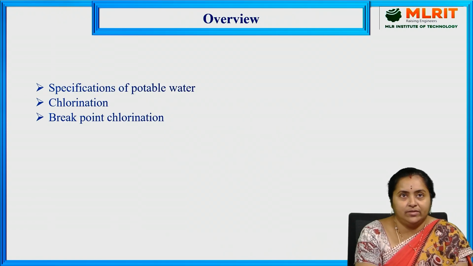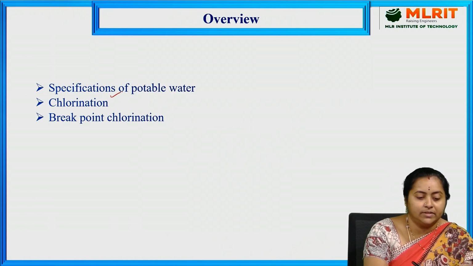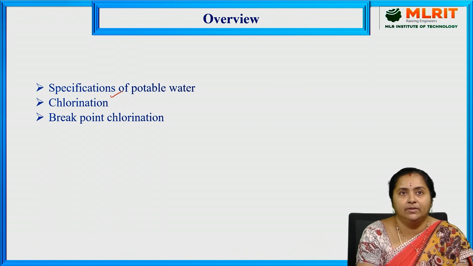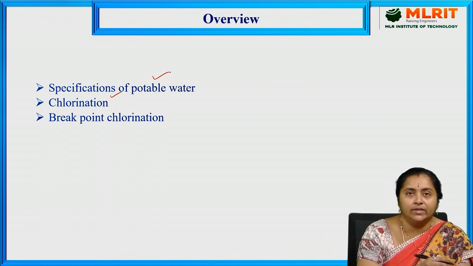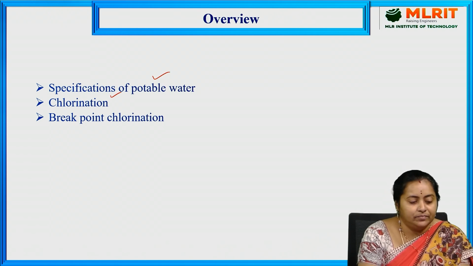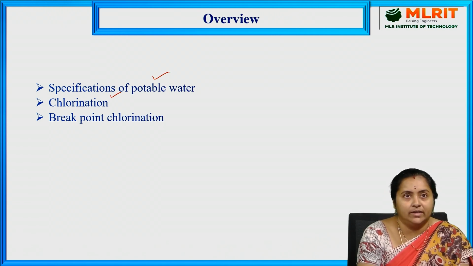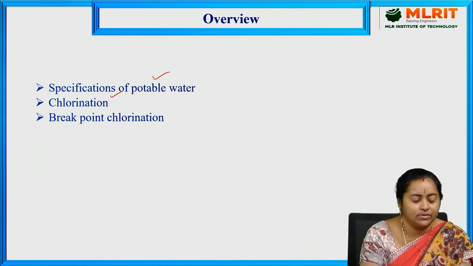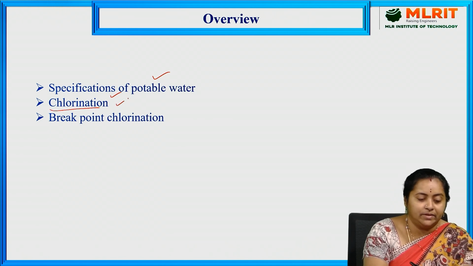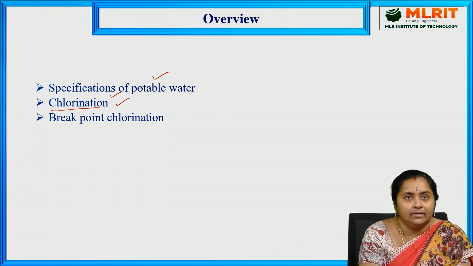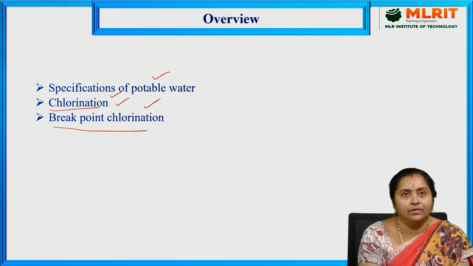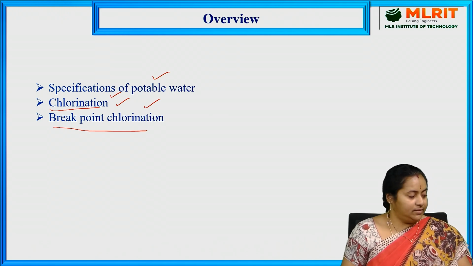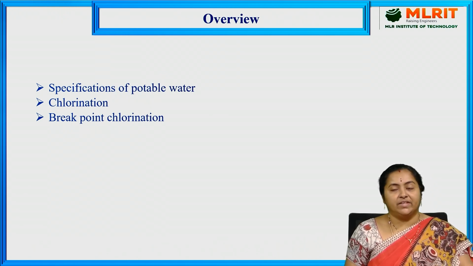In today's session, we are going to learn about the specifications given by WHO or BIS for potable water, or drinking water as we call it, and what methods we can adopt for disinfection treatment of potable water. Under that, chlorination is the best method. Several methods are there, but in our syllabus we have only the chlorination topic. Breakpoint chlorination is nothing but a subtopic of chlorination. So, let us start with the specifications of potable water.